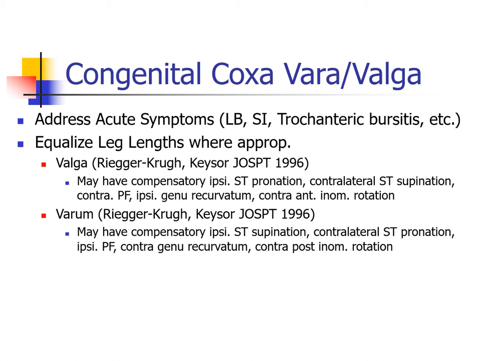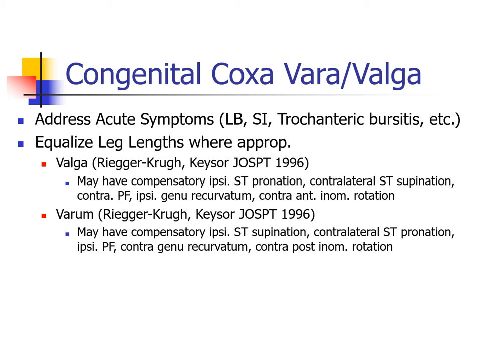But with respect to coxa valga, where that leg is going to appear long, some of the compensations we may see are on that ipsilateral side, we may see subtalar joint pronation. And we also may see ipsilateral genu recurvatum during gait. On the contralateral side, we may see subtalar joint supination. We may see contralateral ankle plantar flexion, especially during gait. And we may also see contralateral anterior innominate rotation, where the pelvis on the opposite side actually rotates anteriorly a bit to make up for some of that leg length discrepancy on that side.